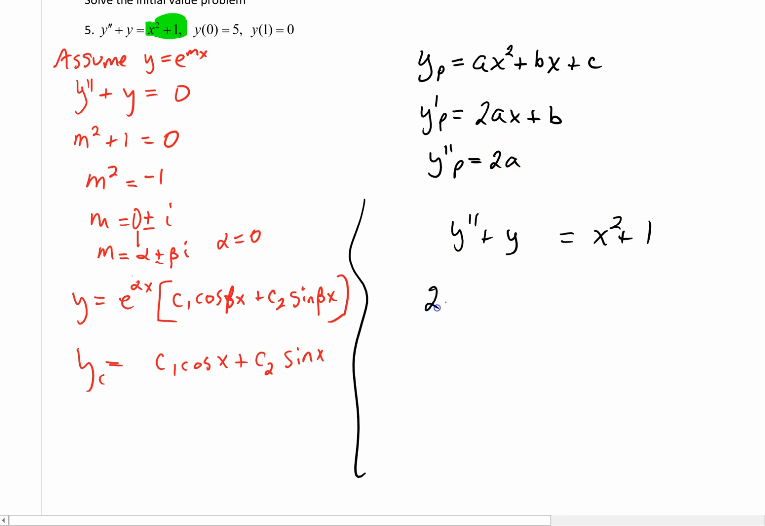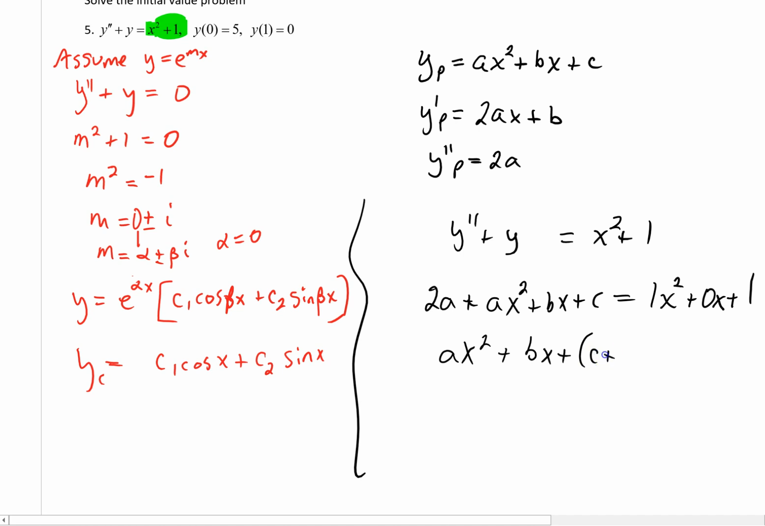The second derivative is a 2a. The original equation would be an ax squared plus bx plus c. And on the right side, please pay attention to how I'm also putting in a 0x. We're going to real quickly just clean this up a little. We'll have an ax squared. Here we have a bx. For our constant, we have a c plus 2a. And then, thankfully, we just pretty much mix and match here.